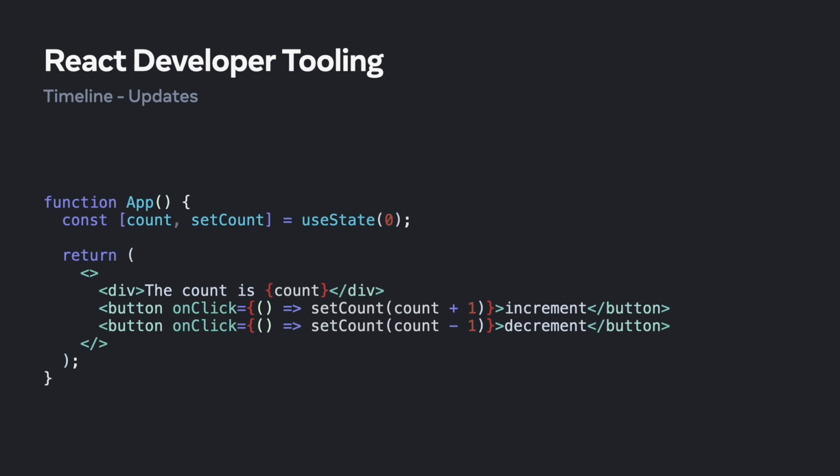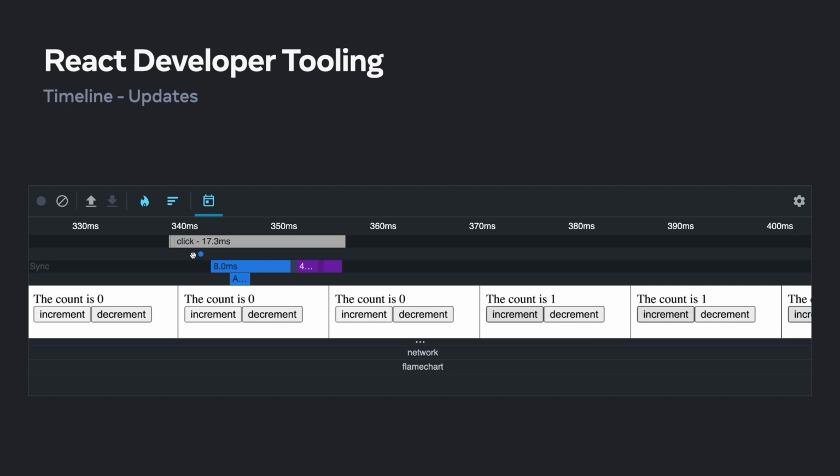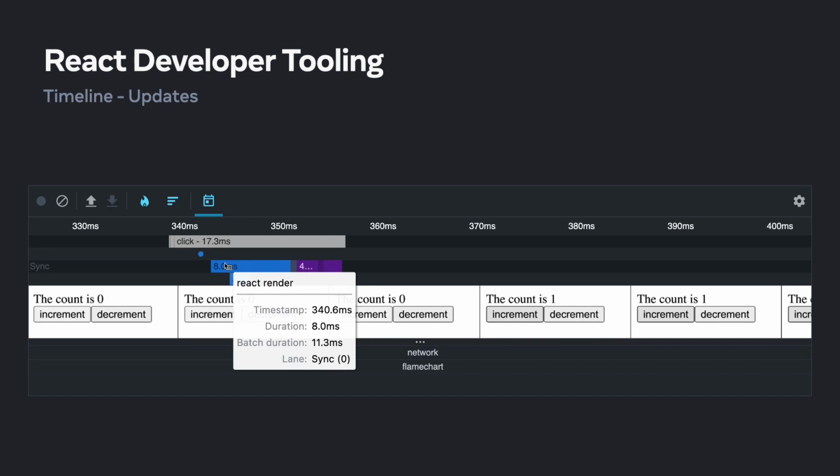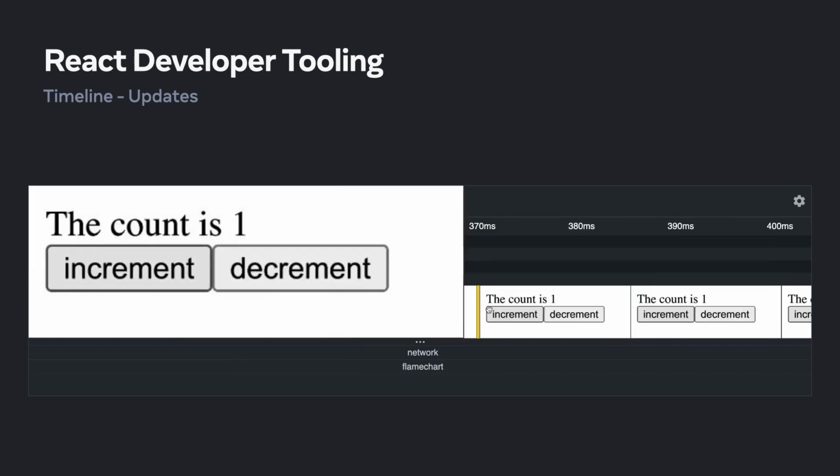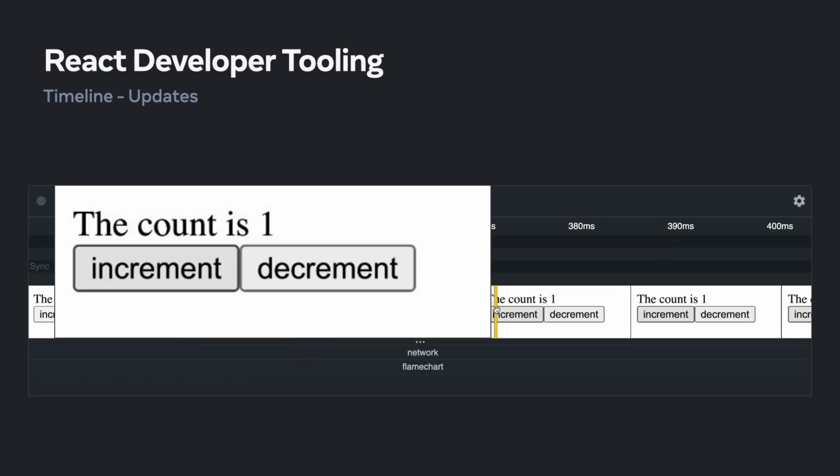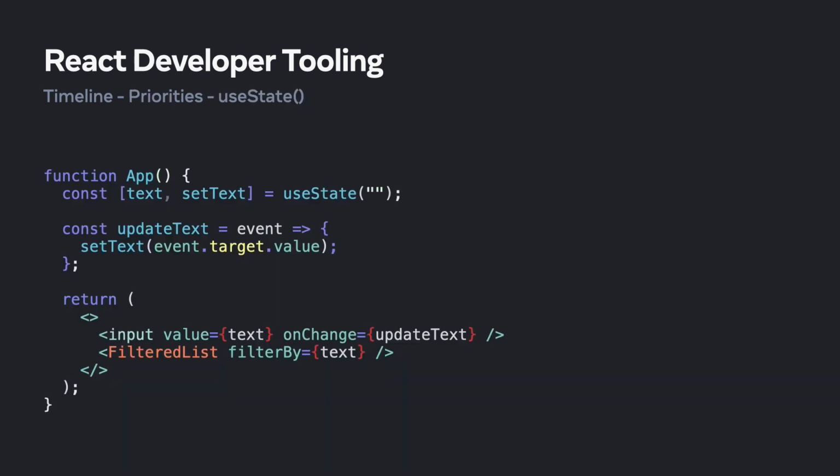We'll start by taking a look at how the timeline shows updates. Here's a component that uses a state hook to store a count variable. The count is updated when a button is clicked. If we were to record a short profile of this app, it might look something like this. In a click event handler, our component schedules a state update with React. This causes the app component to re-render, which updates the screen to change the count from 0 to 1. This example is basic, but I hope it demonstrates how the timeline can be used to trace cause and effect in a React app.